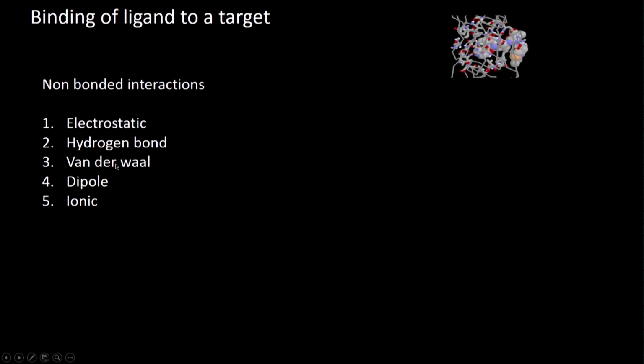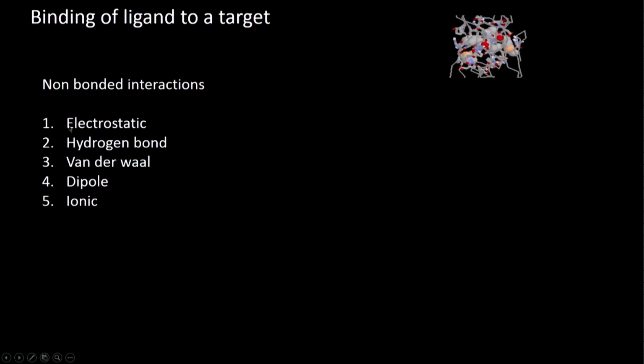There could be a van der Waals interaction between the protein and the ligand. There could be dipole interaction because you have water and so many functional groups, and of course ionic interaction. In the protein, there could be anions and cations in the active site. Similarly, the ligand also could have a cation or anion, so there could be ionic interaction. So all these are called non-bonded interactions.